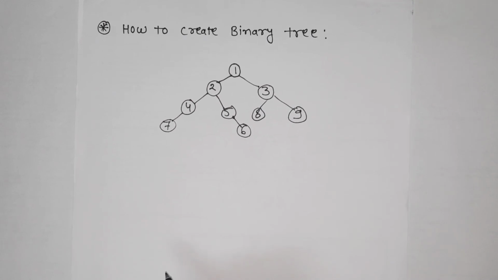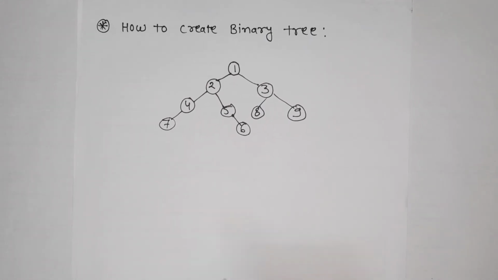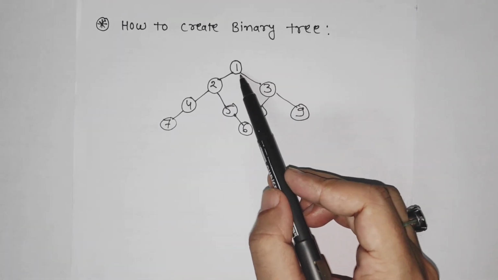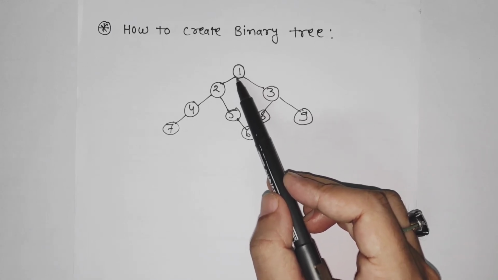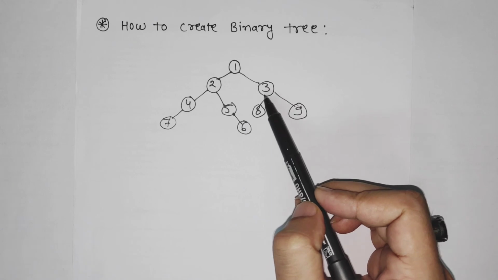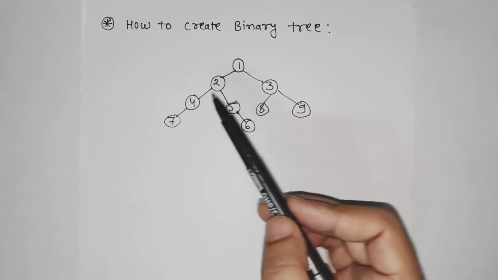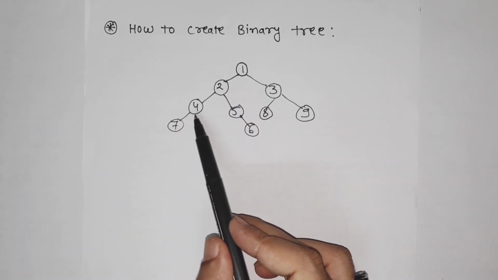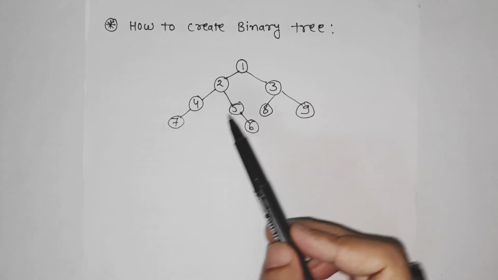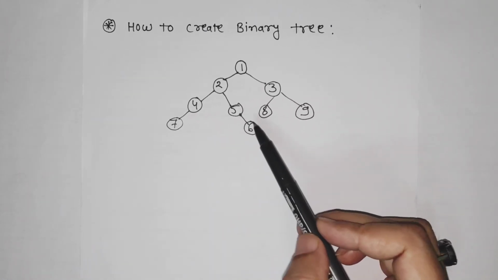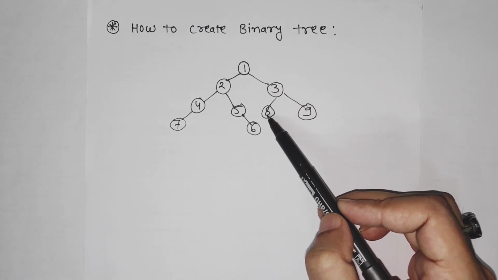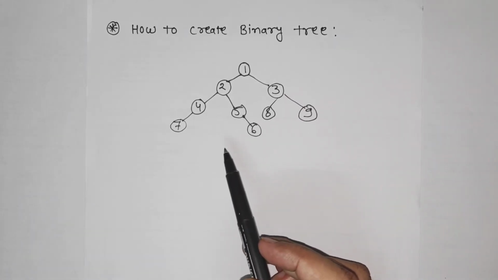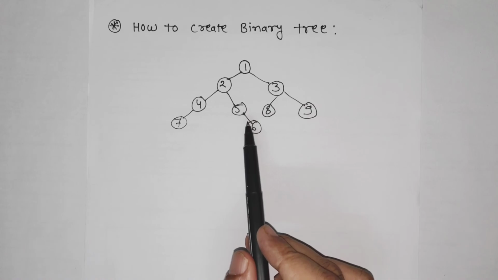Before learning the operations on a tree, first we should know how we can create a tree. So here we will see how we can create a binary tree. Here I have created one tree with the root node 1, left child 2 and right child 3. After that 4 is the left child of 2 and 5 is the right child of 2. After that 7 is the left child of 4 and there is no right child of 4. Similarly 6 is the right child of 5, 8 is the left child of 3 and 9 is the right child of 3. Now we will see how we can create this tree in Java.